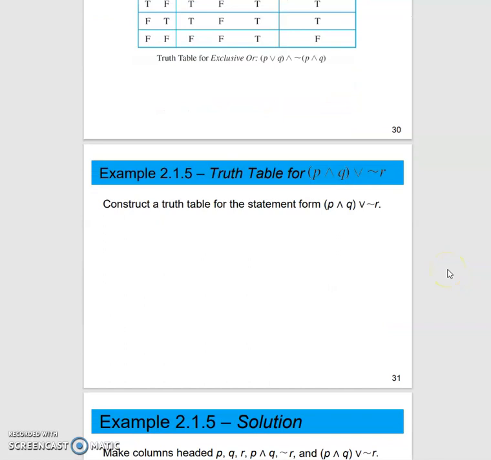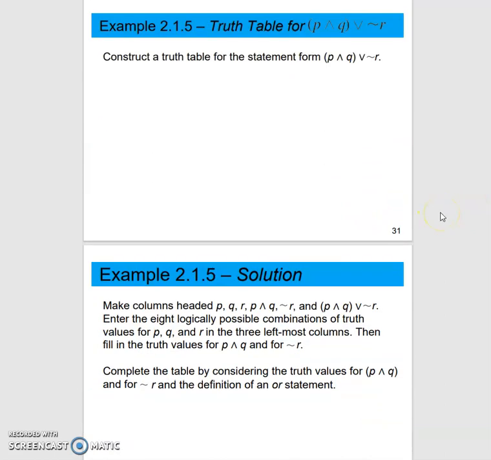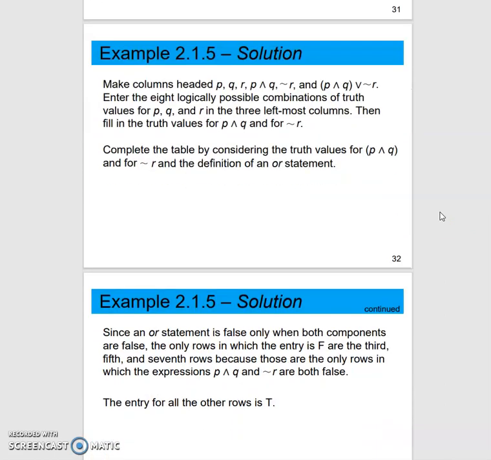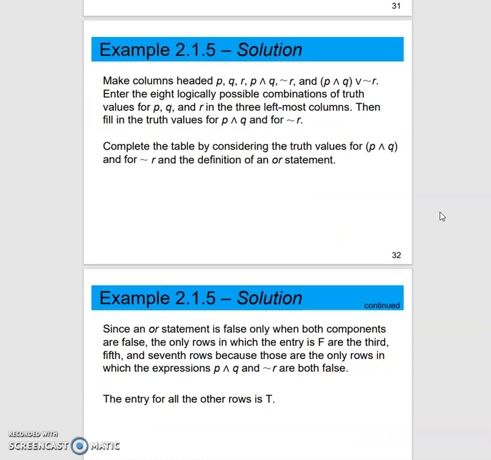So let's try another one. Now here we're going to have three statements. We've also got the R. Now again, I'm going to scroll through the description of how that solution comes about. Again, I'm basically doing each part at a time.